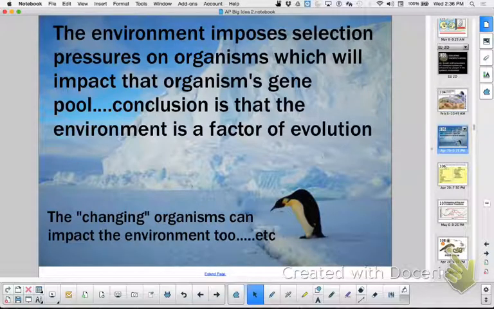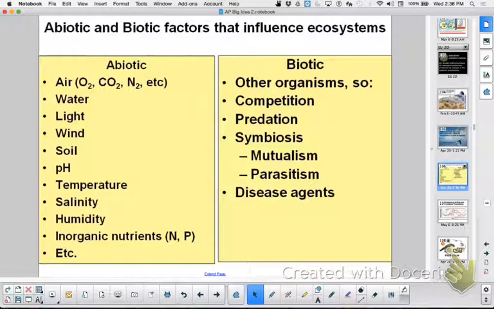The environment imposes selection pressure on organisms, which impacts their gene pool, and so it's a factor in evolution. We talked about abiotic and biotic factors. Are you comfortable on this because we just discussed it?